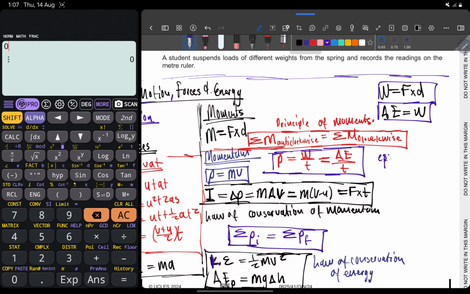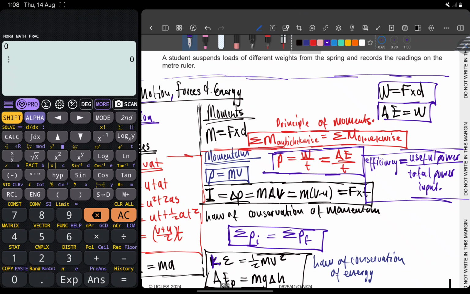Then finally, we'll be having one more thing which I want to talk about, which is going to be called efficiency. In efficiency, what is the efficiency equal to? We say that efficiency is going to be equal to useful power over the total power input. It could be power or energy. So we'll be saying the useful energy output divided by the total energy input, or the useful power output divided by the total power input.